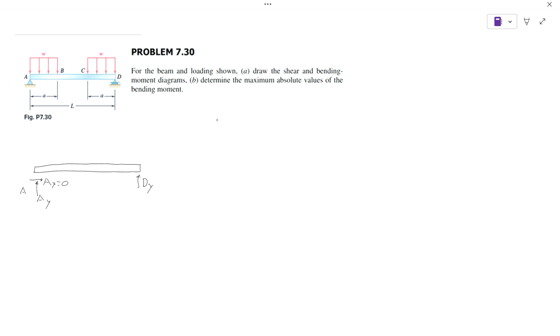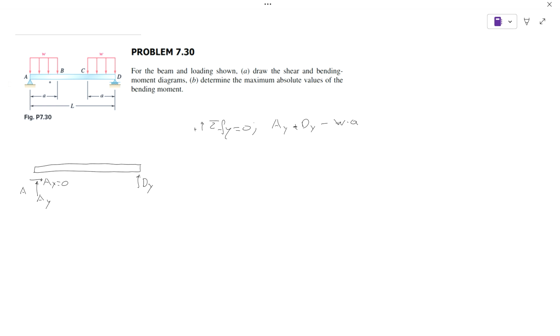So summation of forces in Y equals 0. You're going to take positive going up. So we have Ay plus Dy minus the distributed load. We know how to do this part: it is W times the region where it's applied. Since this is a uniform rectangular load, it's just simply base times height. W is height, base is A.